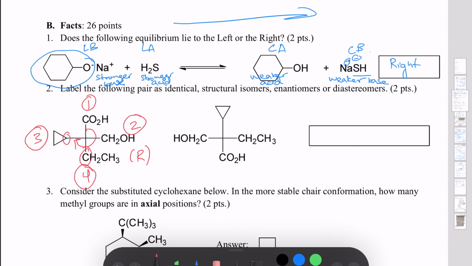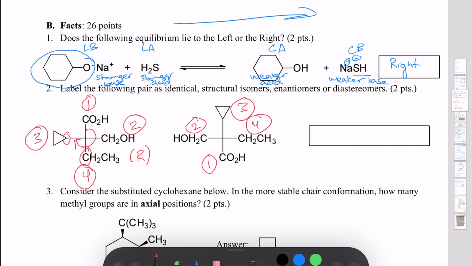Now let's look at the second one. Since we already know the priorities that were assigned to these groups from the last Fischer projection, we can just go ahead and write it down again, simply without having to think about how the rules are applied.